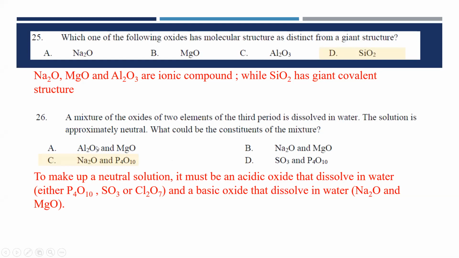Al2O3 is amphoteric and does not dissolve in water. Na2O and MgO are basic. SO3 and P4O10 are acidic. So that is how they will not become neutral.